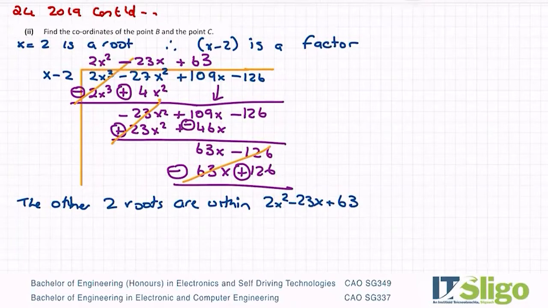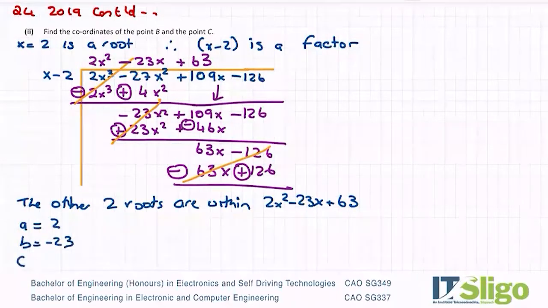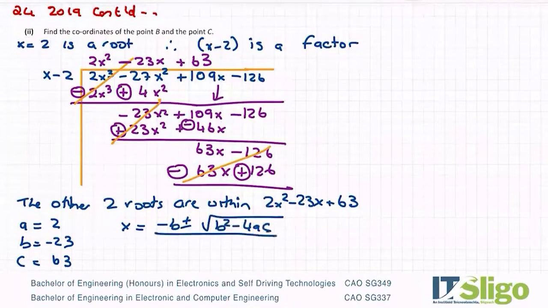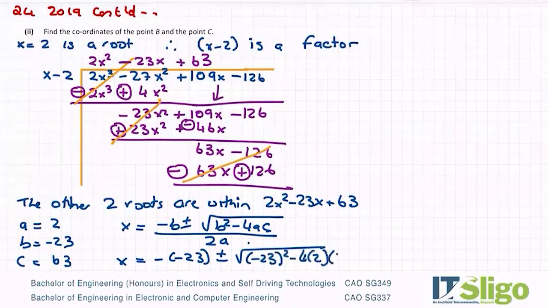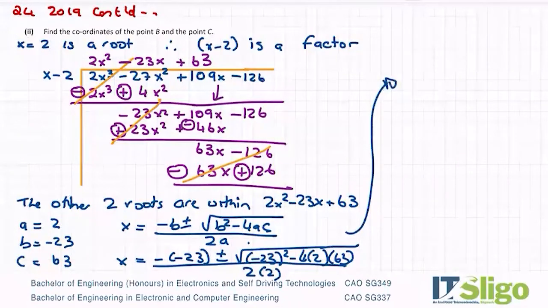You can factorize that, or you can use the quadratic formula. A is 2, b is equal to minus 23, c is 63. So the x values is minus b plus or minus the square root of b squared minus 4ac all over 2a. Okay, so let's put them in. Minus minus 23 plus or minus the square root of minus 23 squared minus 4ac all over 2 times a.